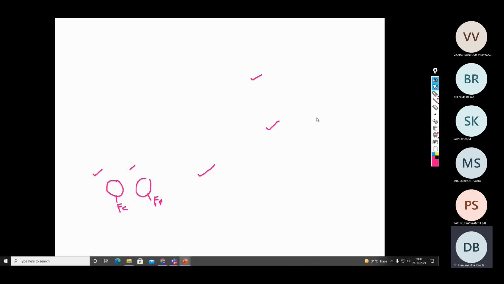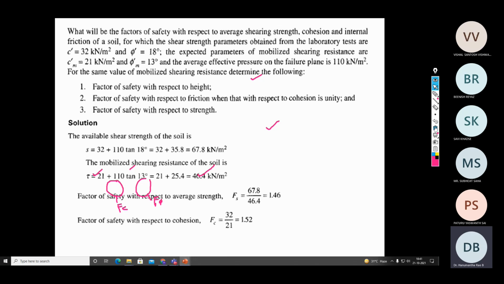Say, for example, you have conducted triaxial testing and you determine the c dash and phi dash. So these values are obtained. But by some means, can we understand at what c dash m value and what phi dash m value the slope is going to fail, the failure is going to be triggered?